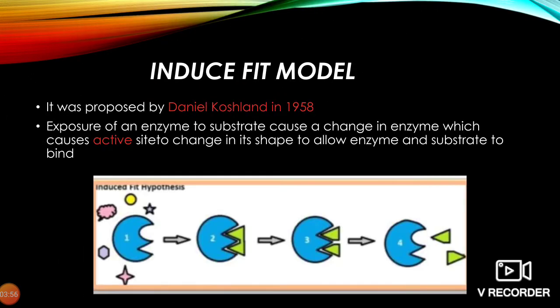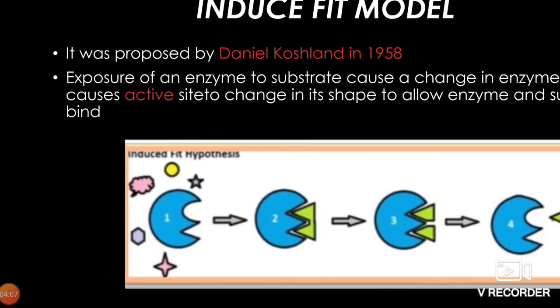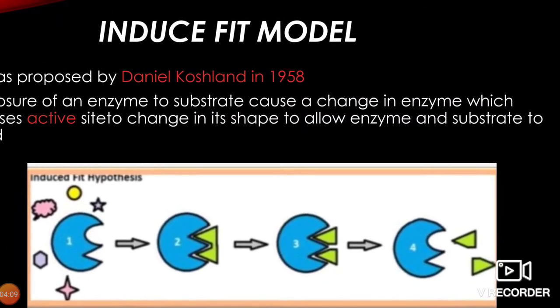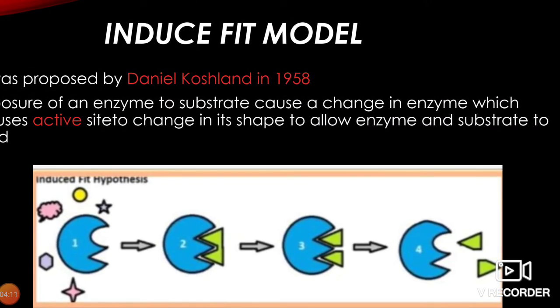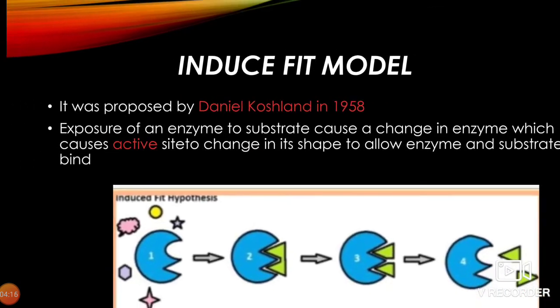The next one is about the induced fit model. It was proposed by Daniel Koshland in 1958. According to this model, exposure of an enzyme to substrate causes a change in the enzyme, which causes the active site to change in its shape to allow the substrate to bind.